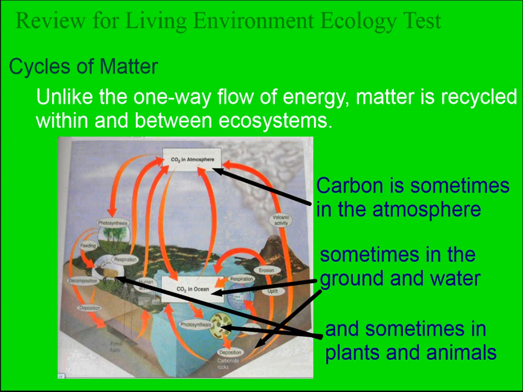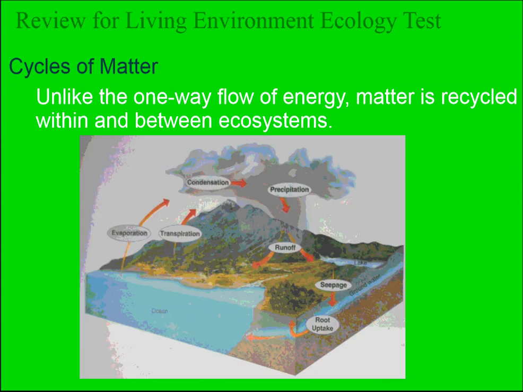The point is the carbon is never destroyed. Unlike the energy that gets used up, the carbon atoms just move around from one place to another in the ecosystem. Here you see the water cycle, another example of matter just moving around to different places in the ecosystem.